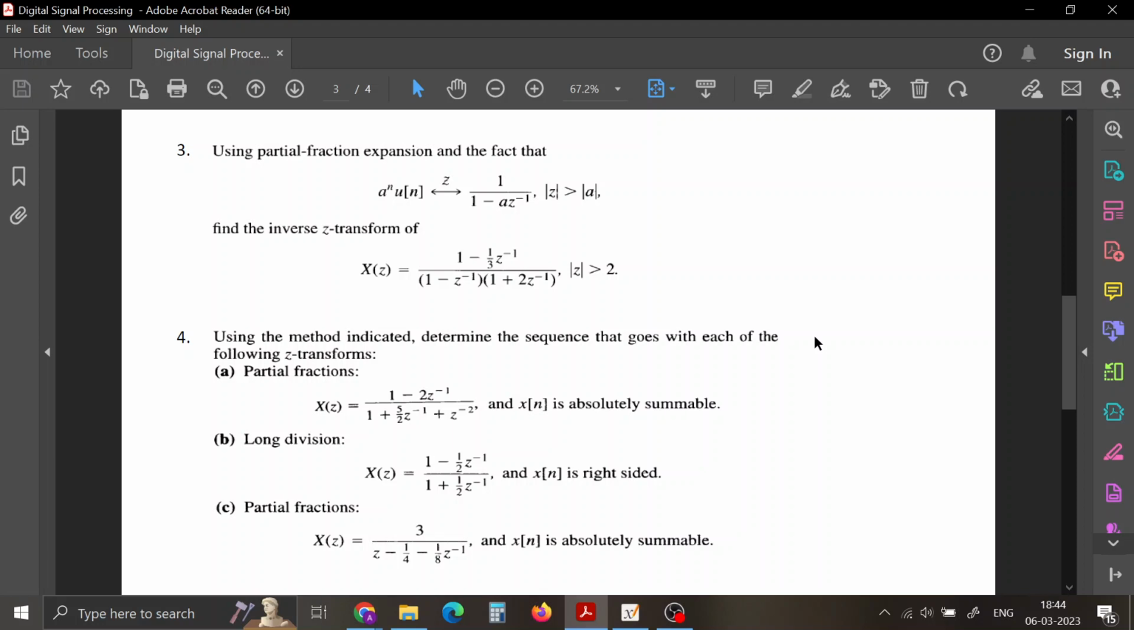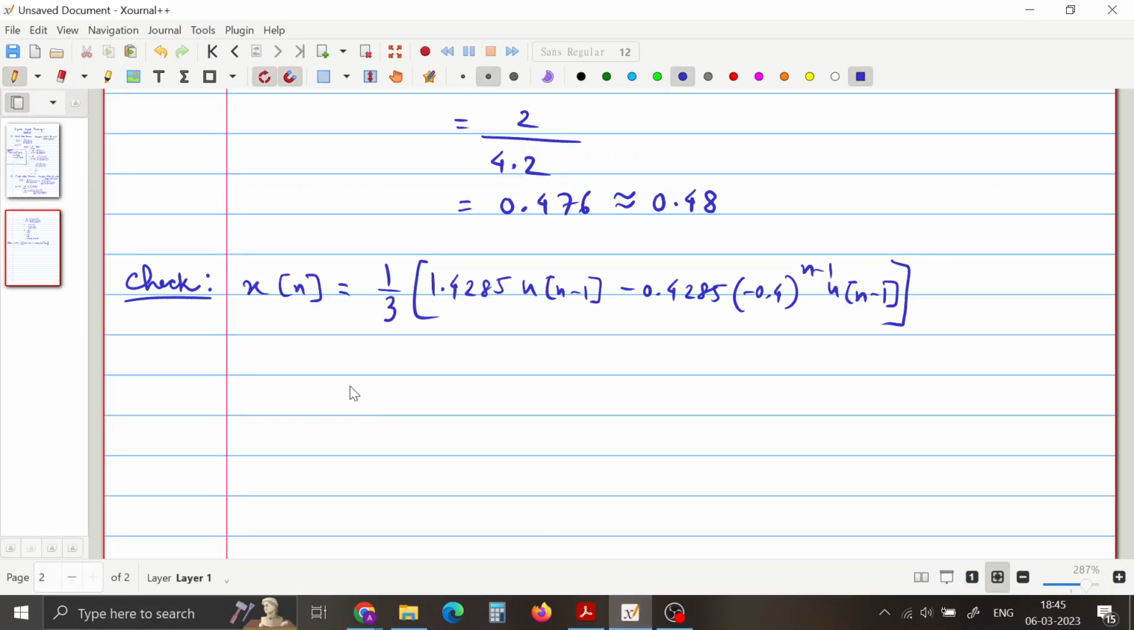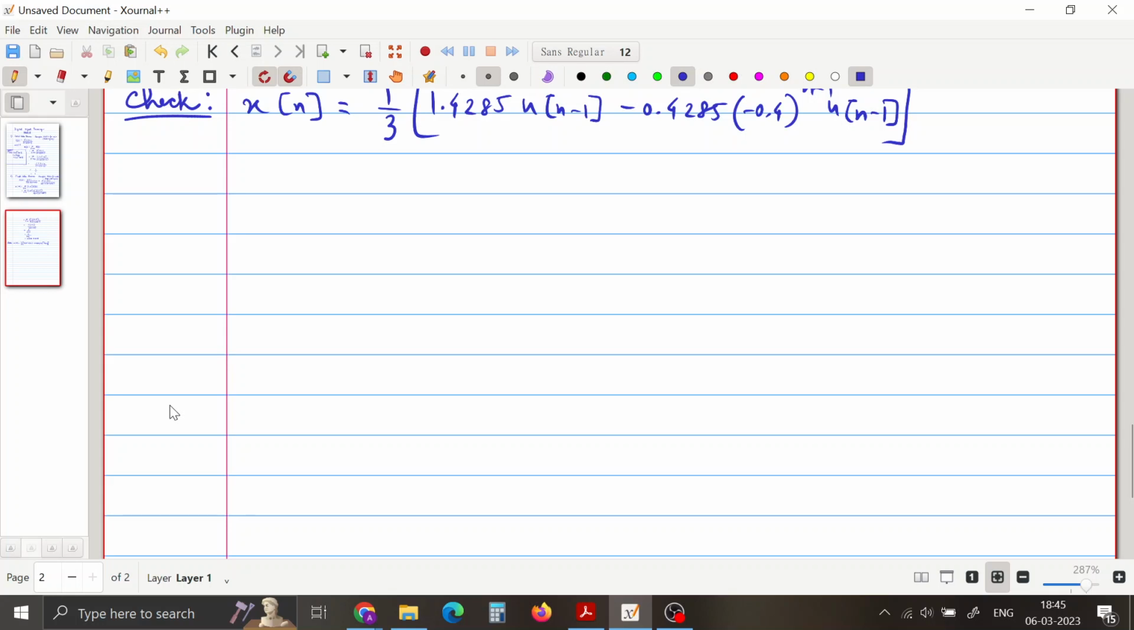Using this relation and also the concept of partial fraction expansion, we need to find the inverse Z transform of this given capital X of z. Capital X of z is of the form (1 minus 1/3 Z inverse) whole divided by (1 minus Z inverse) times (1 plus 2 times Z inverse), with the ROC as mod Z greater than 2. So let's write it down. So question number 3.